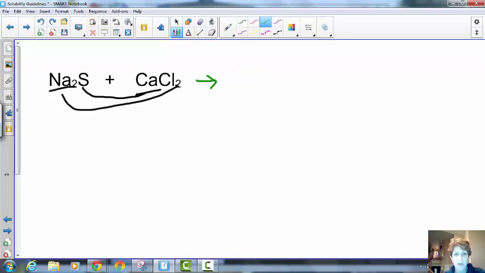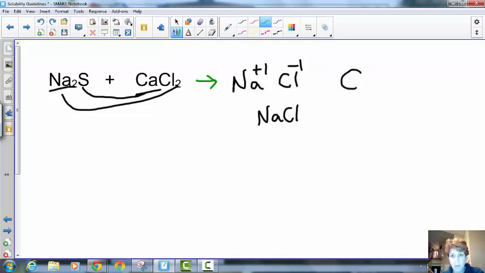So I am going to put Na here, and I know Na is a +1. And I'm going to put my Cl here, and I know Cl is a -1. I crisscross, and I get sodium chloride. NaCl is one of my products. The other product, again, I put the metal first, and I look up calcium, and it's a +2. And I look up sulfur, and sulfur is a -2. So they're another perfect match. I would get CaS. These are my two products.